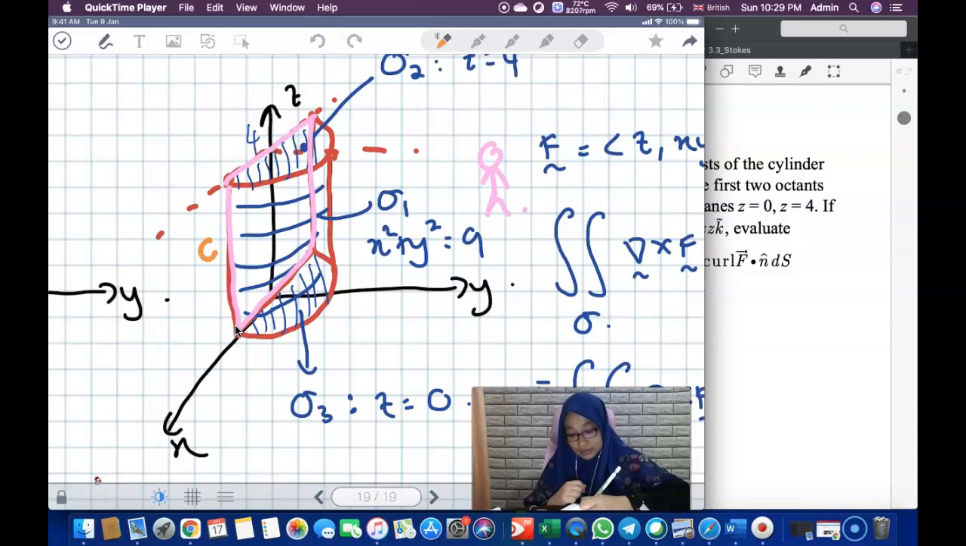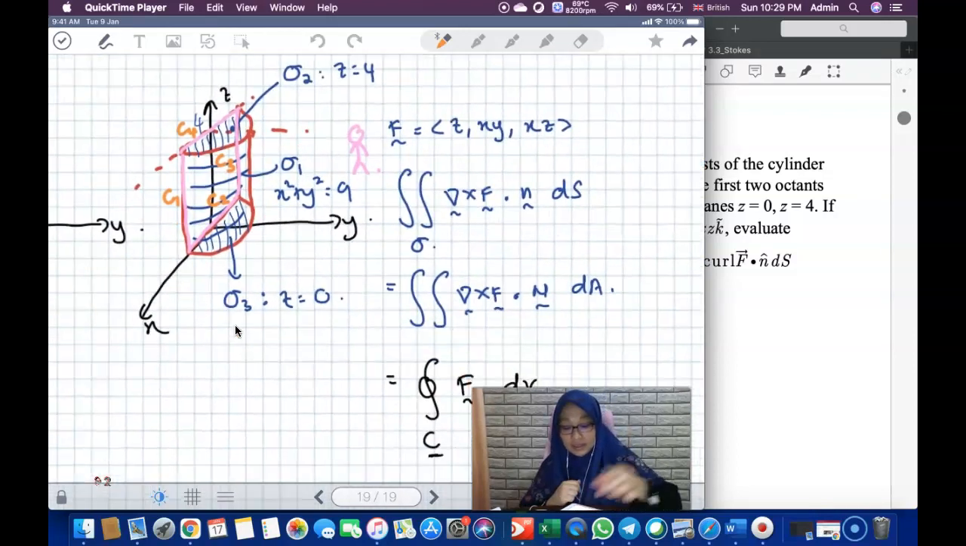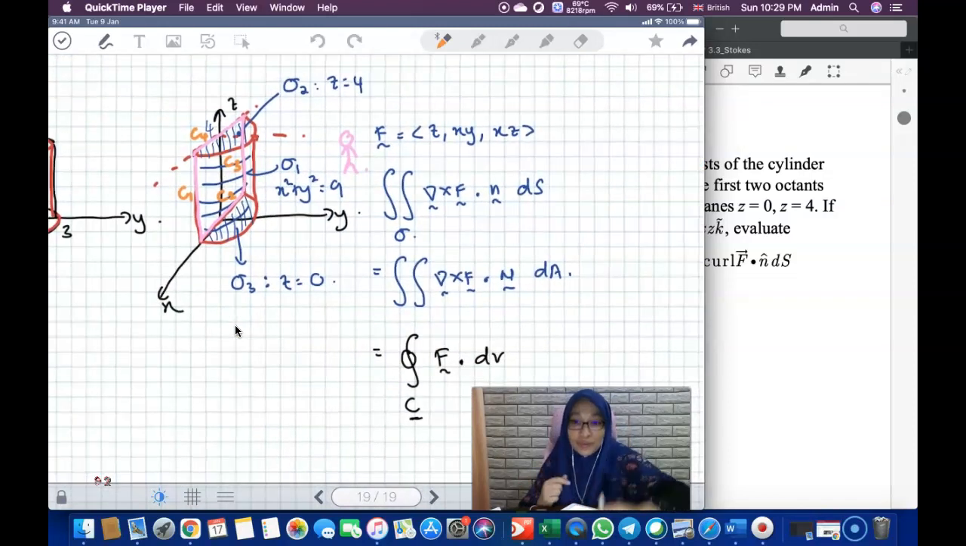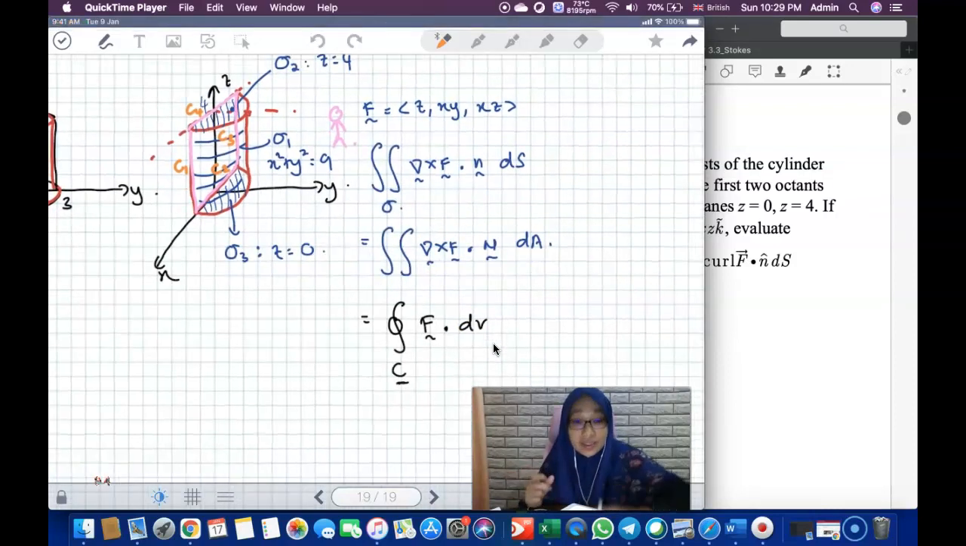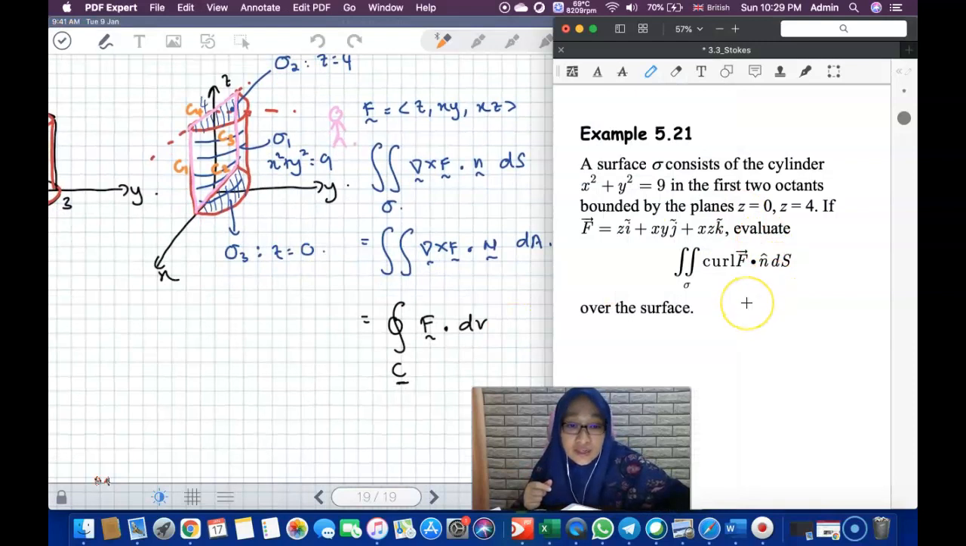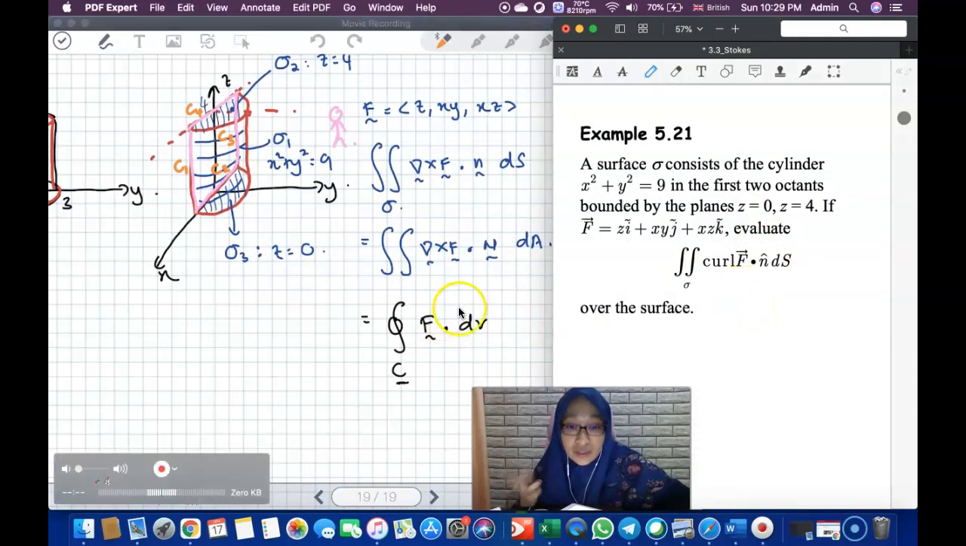So this is C1, and this one C2, this one C3, this one C4. But I think it is still simpler than computing three surface integrals. For this one you just need the dr, but for the surface integral you have to obtain the n and the curl f. But it depends, because the question here doesn't mention that you have to use Stokes, then it is up to you.